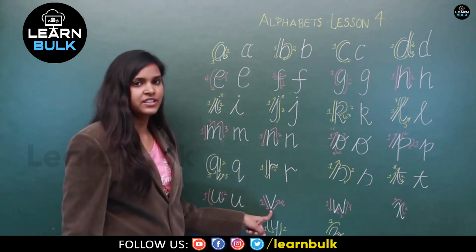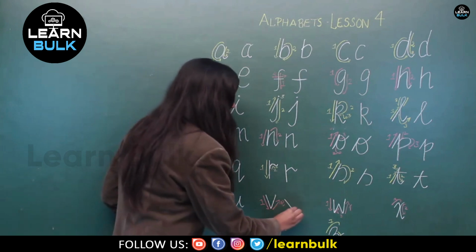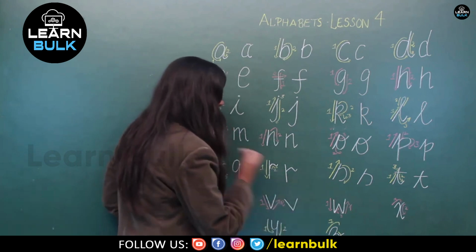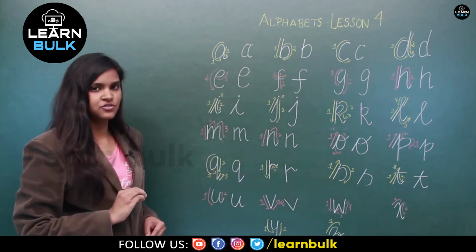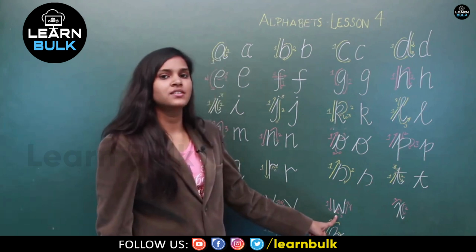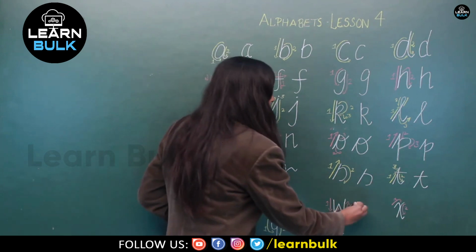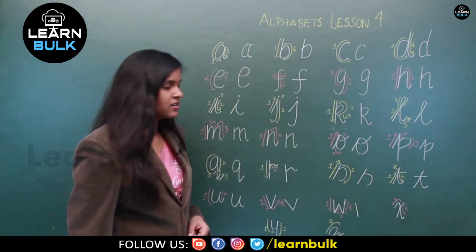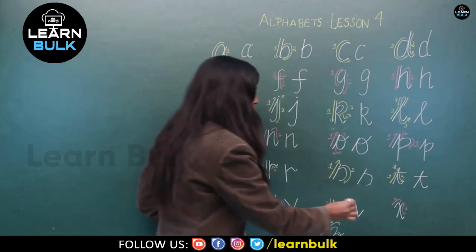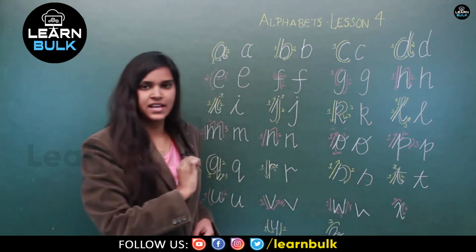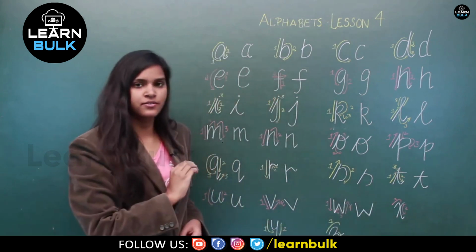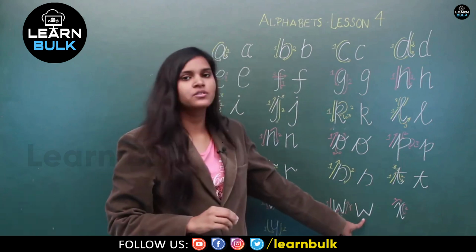Let's learn how to write V. A slant line like this, and another slant line joining at the tip. Let's learn how to write W. A slant line, another line, a shorter line, another slant line like this, and the final slant line. This is how W is written.